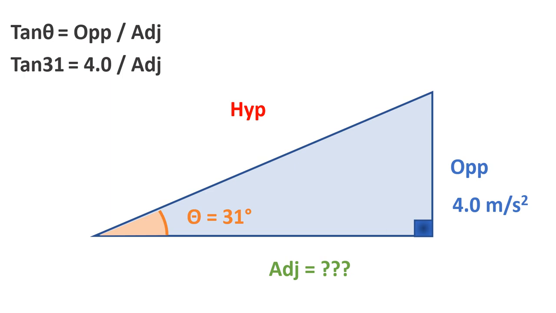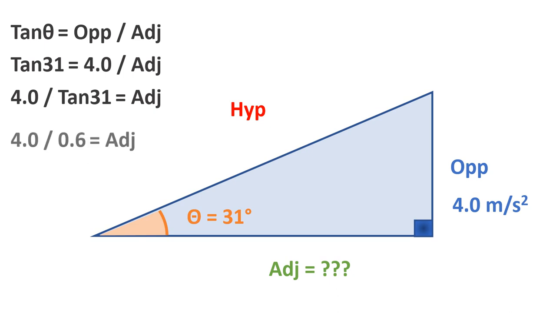Because we know what theta is, it's 31. We know opposite is 4 meters per second squared, so we need to know adjacent. So we need to make that the subject of the equation. So again, a small amount of jiggery-pokery, and in this case, we are now going to rearrange the equation so that it is 4 divided by the tangent of 31 equals adjacent. So we know that 4 meters per second squared is 4 meters per second squared.